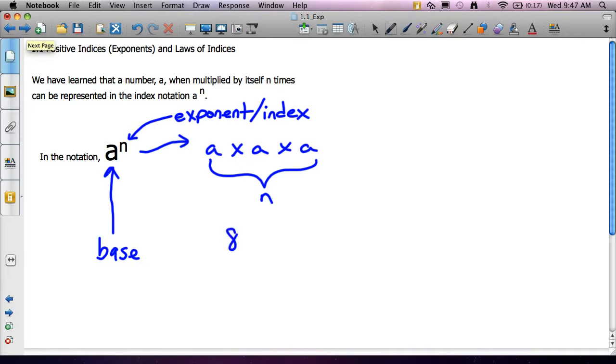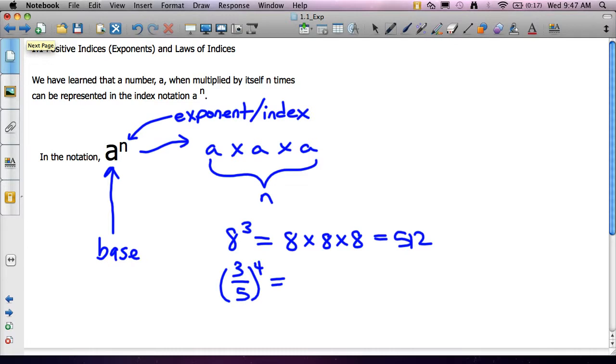So for example, if we have 8 to the third, that means we have 8 times 8 times 8, or 512. Similarly, if we have 3/5 to the fourth power, we have 3/5 times 3/5 times 3/5 times 3/5, which is 81/625.